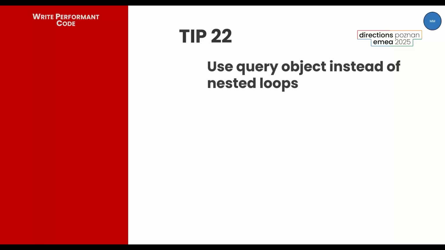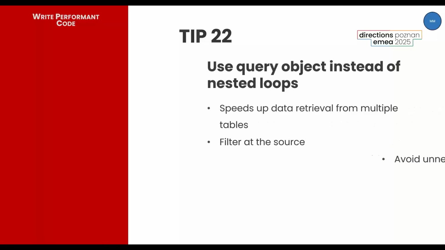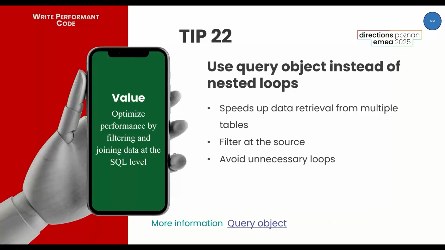Tip 22 is about using a query object instead of a nested loop. Often when doing some calculations, you have a repeater inside a repeater, you are doing filtering and fetching that at the AL level. Instead, what you can do is speed up this data retrieval by having it defined in a query. So basically we can filter at the source and avoid these unnecessary loops.